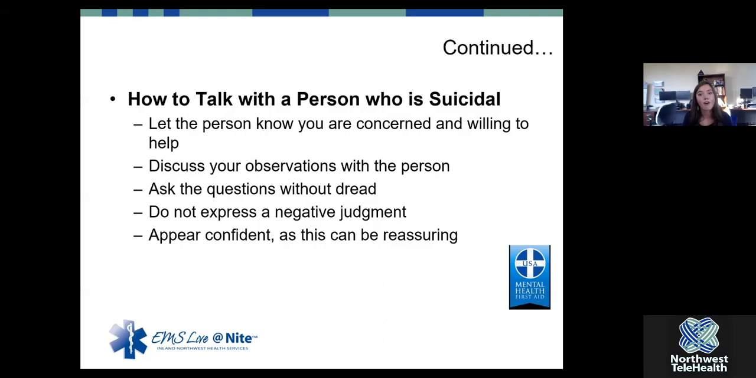If the idea is there already, it's there. But if anything, you're showing concern. If they didn't have that idea and say, what are you talking about? Hey, at least you're concerned, and it shows that you're caring for them. And then the myth that someone who talks about suicide isn't really serious.